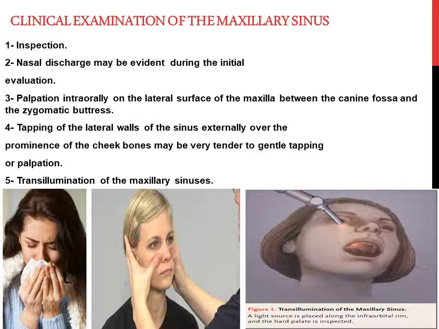Clinical examination of the maxillary sinus. First of all, we do inspection. Nasal discharge may be evident during the initial evaluation. The next step we do is palpation intraorally on the lateral surface of the maxilla between the canine fossa and the zygomatic buttress. Number 4, tapping of the lateral walls of the sinus externally, although the prominence of the cheekbones may be very tender to gentle tapping or palpation. And transillumination of the maxillary sinuses.